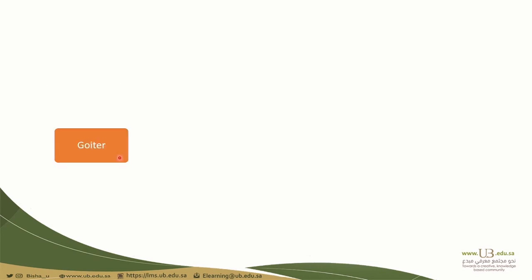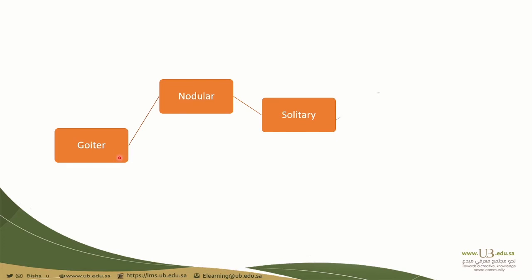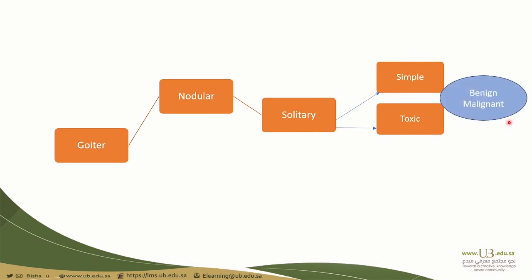Now we finish multinodular. We'll go to single nodule or solitary nodule. As we said before, it can be simple or toxic, and it can be benign or malignant. Here we want to add an important thing: this solitary nodule can be solid and can be cystic. The cystic nodule is very rare in thyroid, and by cystic nodule we mean a pure cystic lesion. Most cystic lesions are degeneration of a solid nodule. So that's why cystic nodules are very rare in thyroid.